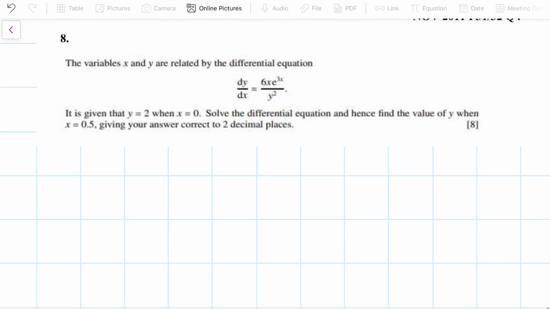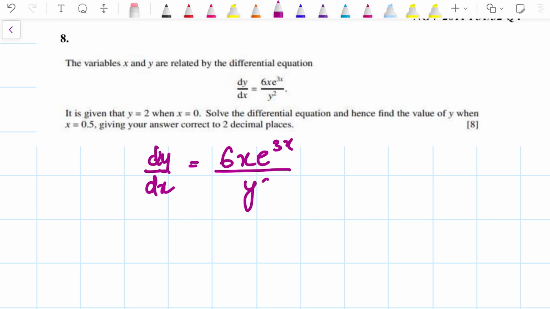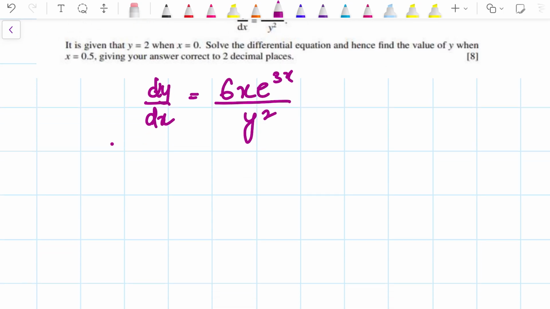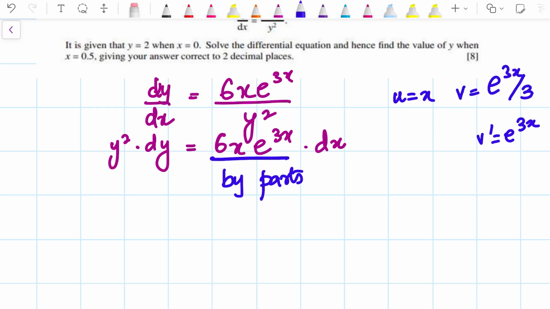The variables x and y are related by the differential equation dy upon dx is equal to 6x e to the power 3x divided by y square. Let's move the variables. y square dy equals 6x e to the power 3x dx. Now this will be done by parts. Two variables together. So u becomes x. v bar becomes e power 3x. v becomes e power 3x divided by 3.